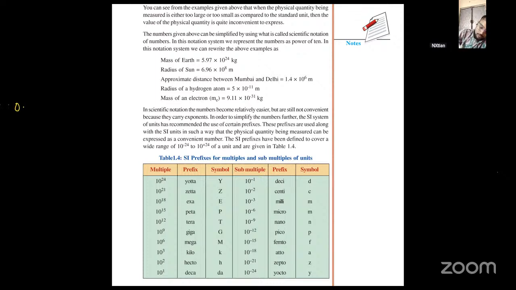If I will write 0.00000012, so it's a math concept also. How will you remove this decimal point? If you remove the decimal point, after how many numbers are there? 1, 2, 3, 4, 5, 6, 7, 8. So I can write in the denominator 1 with 8 zeros. So this number can be written as 12 divided by 1 followed by 8 zeros.